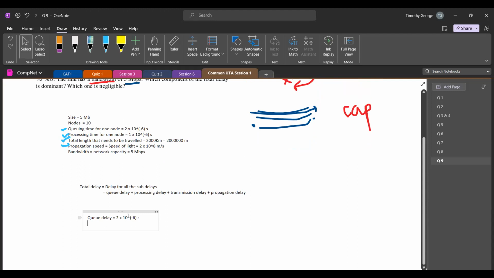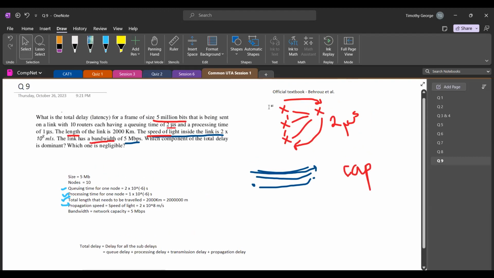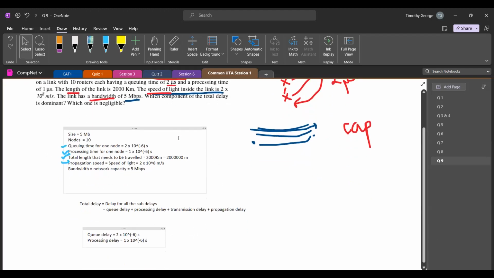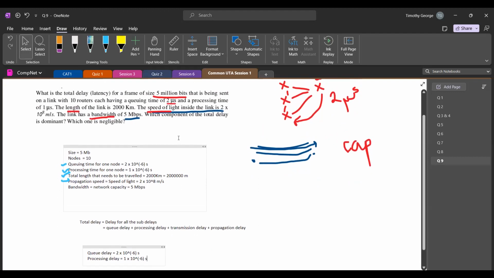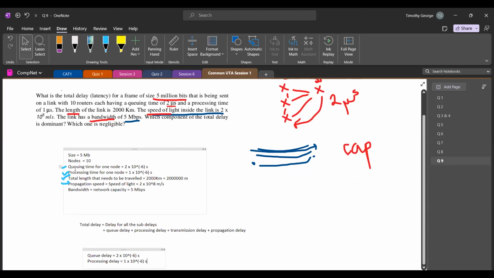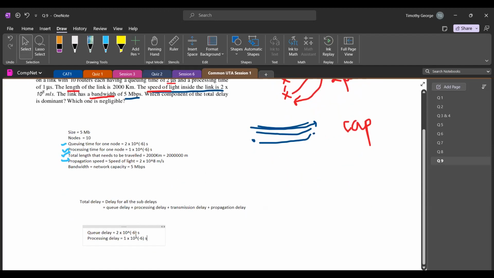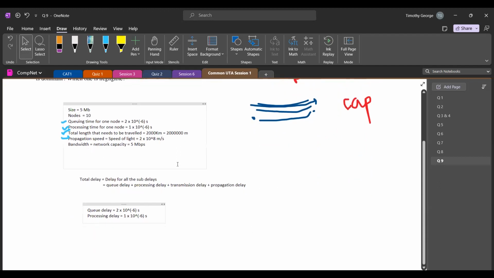Processing delay is also given directly. That much time is going in processing, and that's a delay that is present. For example, this is 1 microsecond. When a packet from one node wants to go to another node, that delay is there in processing. It's the same idea as how much time it takes in the queue, that is, how much delay the queue is causing. Okay, queue delay and processing delay are fine.